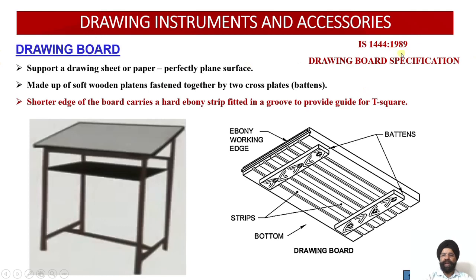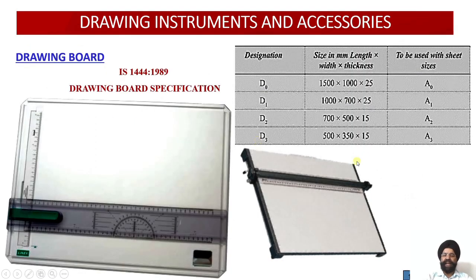So the drawing board, again, is governed by specifications and sizes. They are governed by IS 1444/1989, which is again given by BIS. So this is the manual drawing board which we can hold anywhere. You can use it on your bed or anywhere, whereas this is the standard drawing board which we are using in our engineering graphics labs.